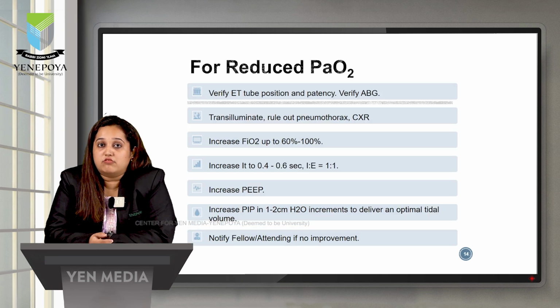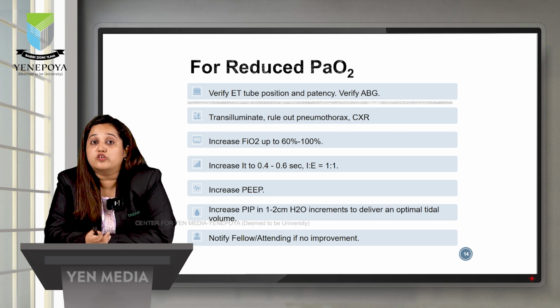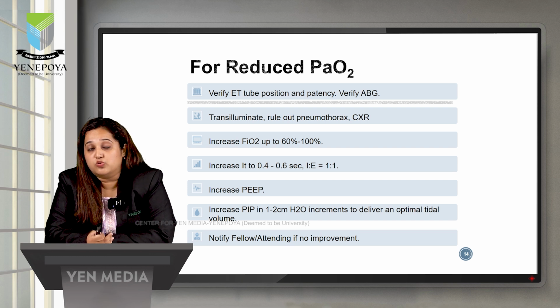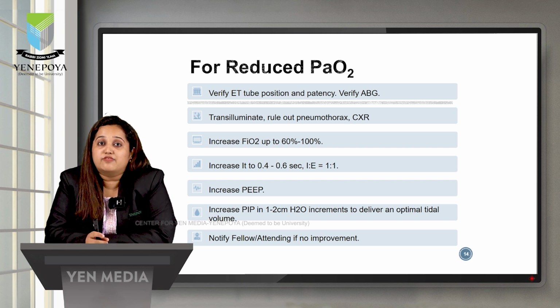Similarly, we have one more problem that we very commonly face, that is the reduced PaO2, that is your arterial oxygenation. So the first step would be similar: verify the ET tube position and the patency, and verify the arterial blood gas, whether it is an arterial blood gas. If it is a venous blood gas, the oxygenation is going to be usually on the lower side, but if it is too low, then you will have to think that definitely there is some issue with the baby's oxygenation. Transilluminate, rule out the pneumothorax, get a chest X-ray.